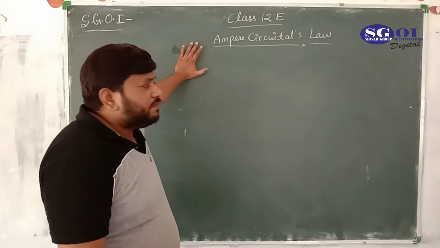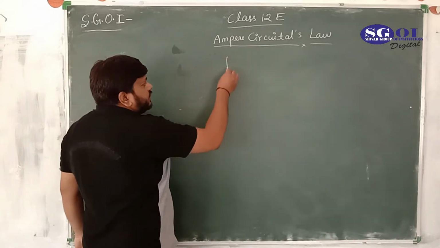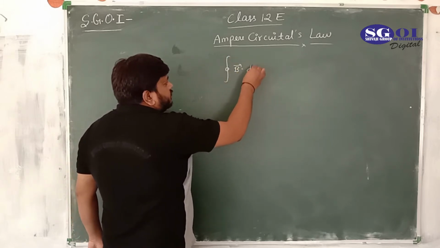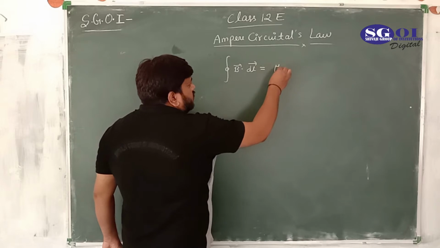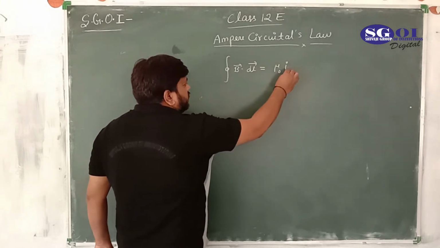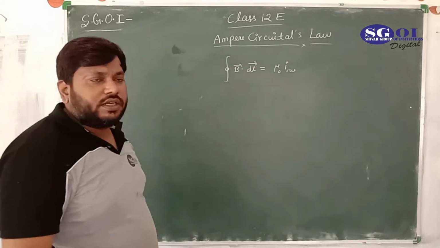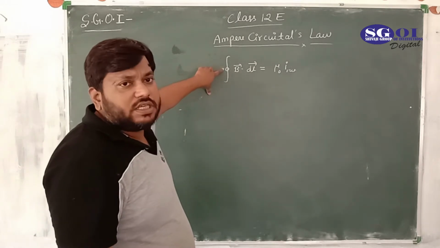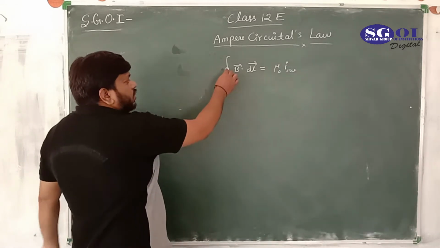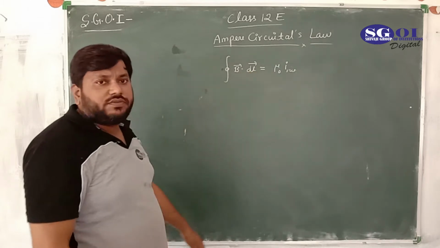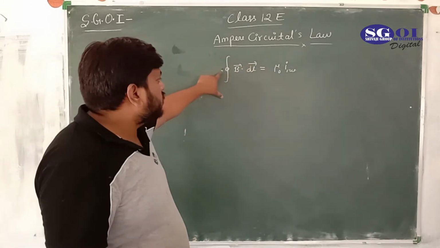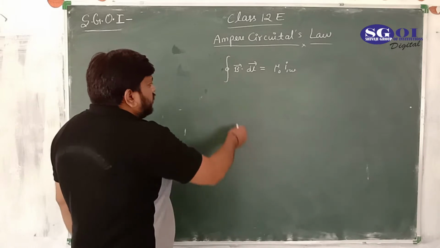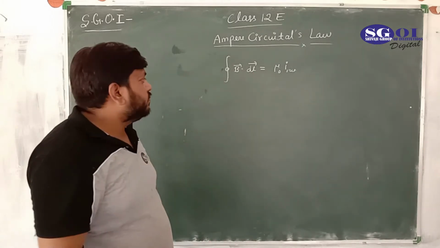So what is Ampere's circular law? Let's define it. It is the closed integral of B dot dl equal to mu naught times I, you can say the net current. Which type of integration is it? It is a closed integration, and this is dl, so it is with respect to line. It is a closed loop integration, closed curve integration, a closed line integration over a closed loop.